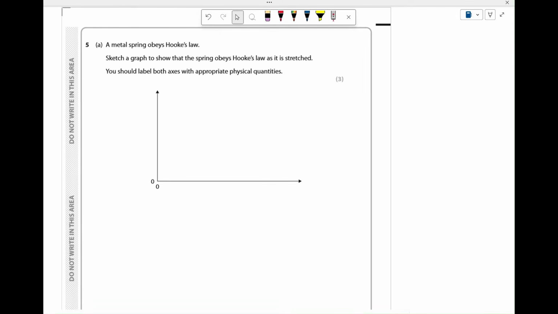Okay, Hooke's law. A graph. You can label these equations either way around. I prefer to have it as force on this axis and extension on this axis. Now, extension is going to be measured in meters, force is going to be measured in newtons.